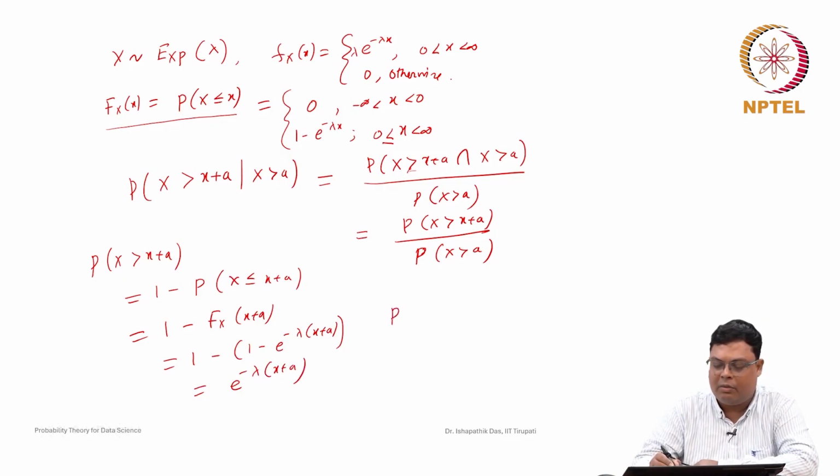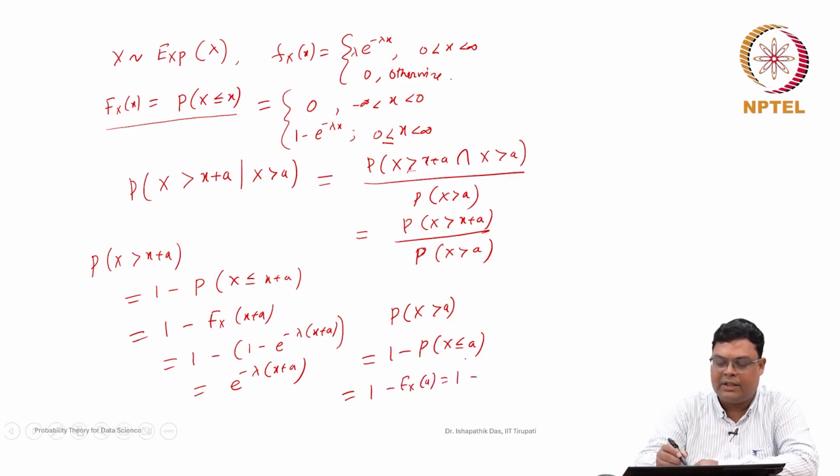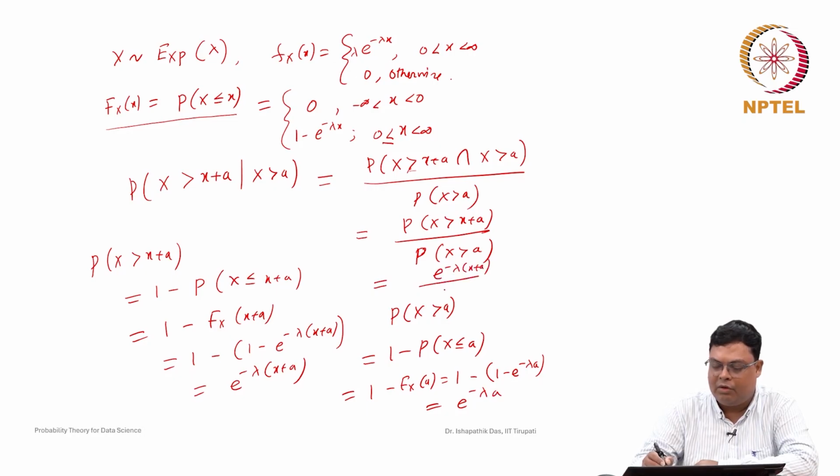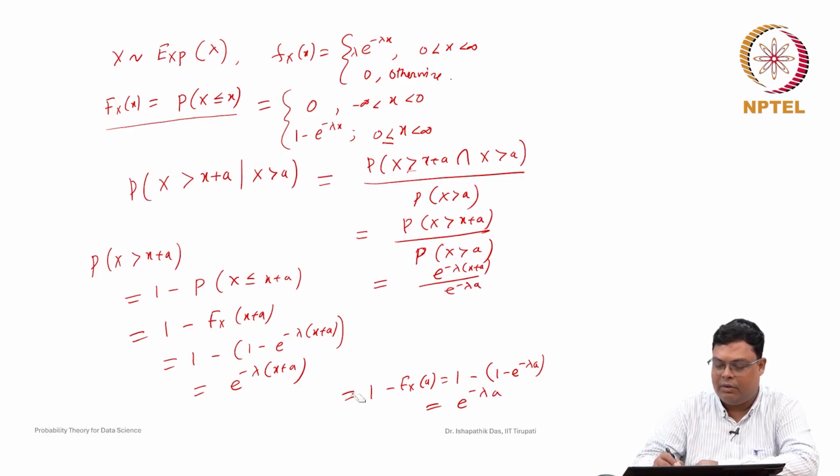Now, if you want to find the probability that X is greater than a, similarly we can find it. It is nothing but 1 minus the probability of X less than or equal to a, which is F_X of a. Since a is a positive number, we use here 1 minus e to the power of minus lambda a. So then it is e to the power of minus lambda a. So, this is nothing but e to the power of minus lambda (x plus a) divided by e to the power of minus lambda a. Let us erase all these things. We have already computed this value and we will use it.